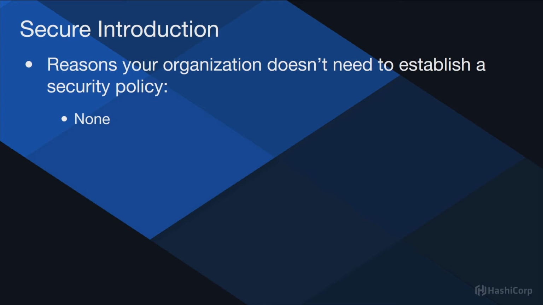All right, so how do you protect secrets in the first place? The first thing is you establish success criteria, and this is based on your organization's acceptable risk. Any given organization needs a security policy and associated success criteria. Nobody can devise this for you. It just doesn't happen. So the reasons you don't need to establish a security policy are none. You need to do this. There is no excuse.